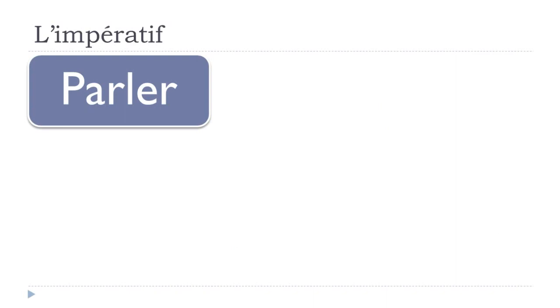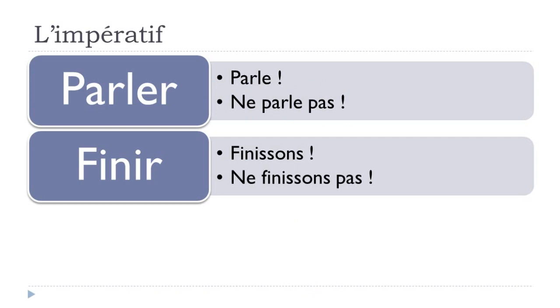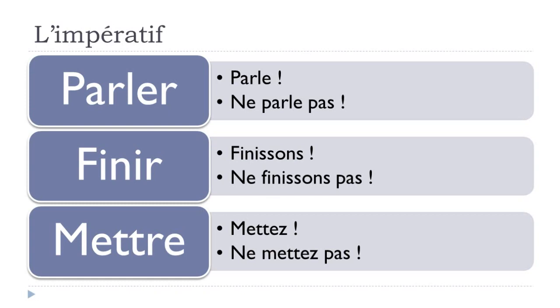So I took this parler verb. And if you have a look at it, so the imperatif is parle, okay? If you want to write the same sentence, but in the negative form, well, it's quite easy because it will be ne parle pas. Okay, so you just put your ne before the verb and then the pas after the verb, and of course you don't change the rest. Finir, finissons, ne finissons pas. Okay, so same concept, ne first, then your verb, and after that, pas. And then mettre, mettez, will become ne mettez pas. Okay, so it's not that difficult.